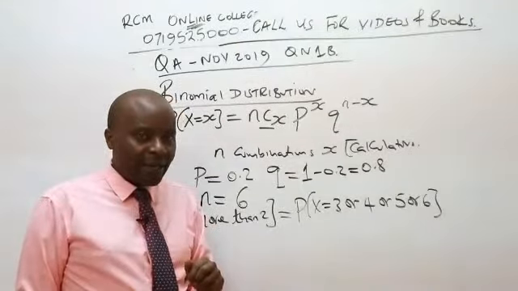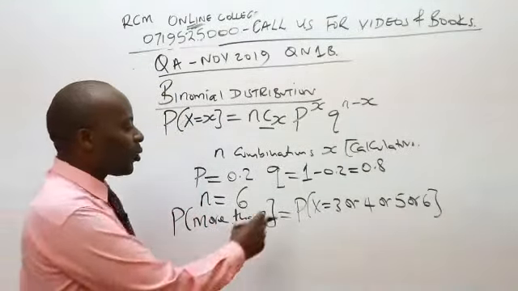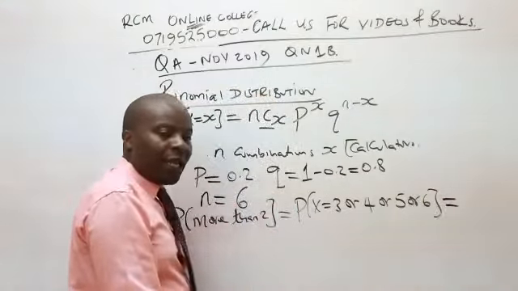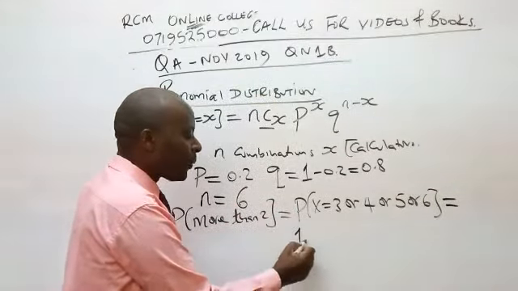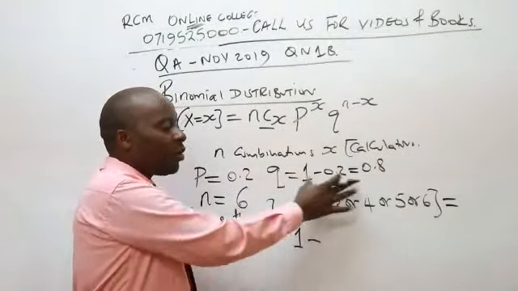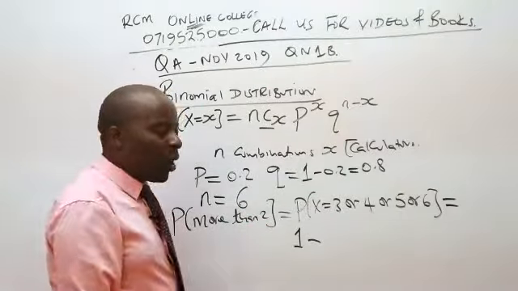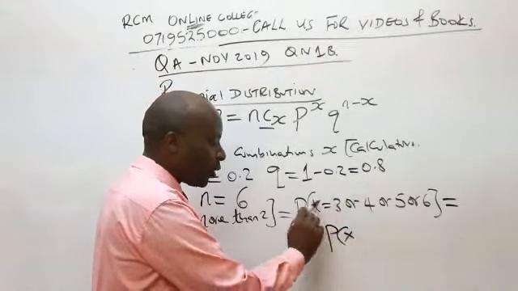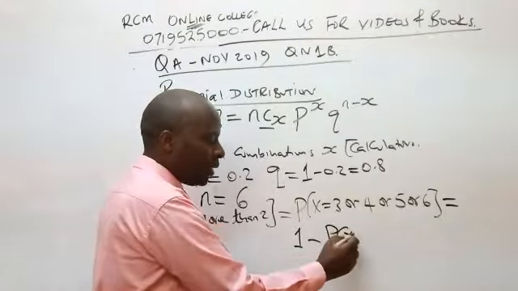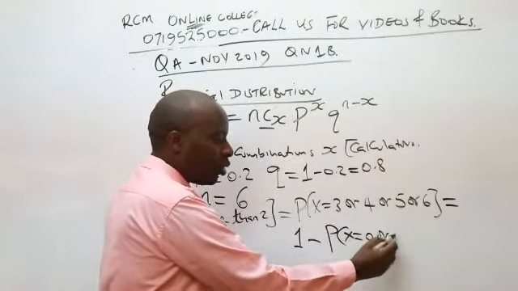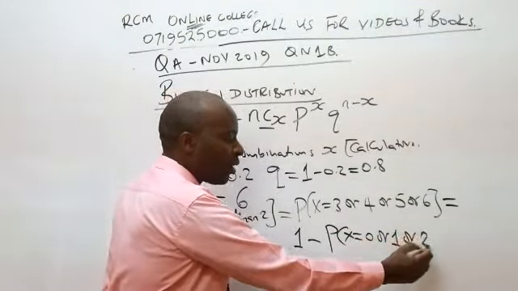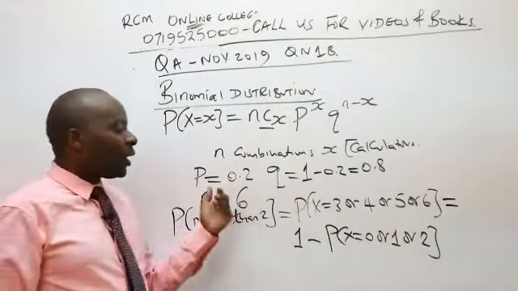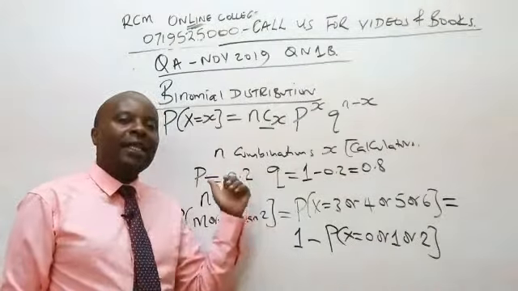Meaning, ladies and gentlemen, that this particular probability can also be obtained by taking 1 minus the other events, which are not here. The other events are probability of X being equal to 0, or 1, or 2. Allow me to repeat, ladies and gentlemen, probability of more than 2 means that we start from exactly 3.